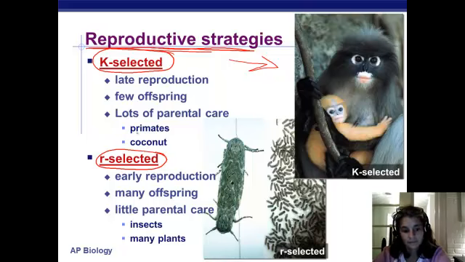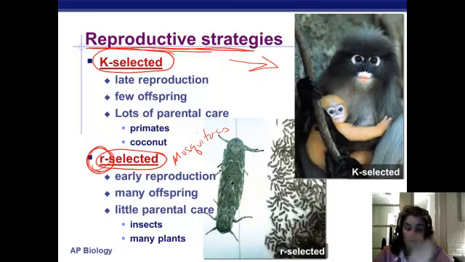Generally, the strategy is that I'm not going to have very many babies, but I'm going to take really good care of the one that I have, and it's going to have a much better chance of surviving to adulthood. Okay? R-selected, I try to think of that as meaning rapid. Think mosquitoes.